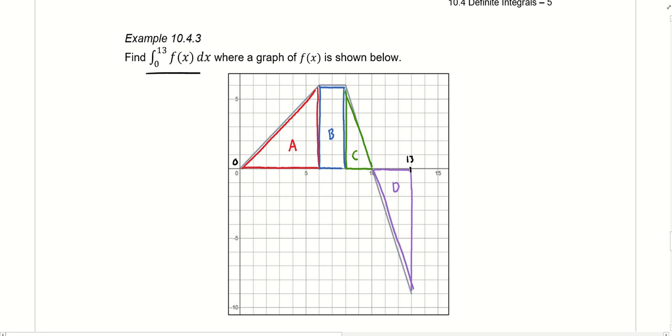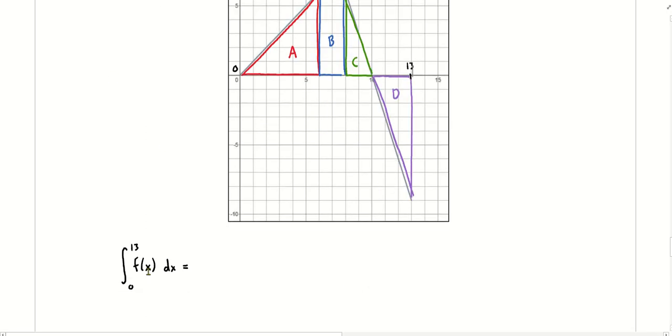Now I also included this example to emphasize that idea of net area when we've got a function that dips below the x-axis. So when I compute the area here, which again is the same thing as this definite integral from 0 to 13, the way I'm going to compute this is I'm going to calculate the area of A plus the area of B. I'm just using the letters, but I'm going to calculate the areas for these letters, plus the area for C.